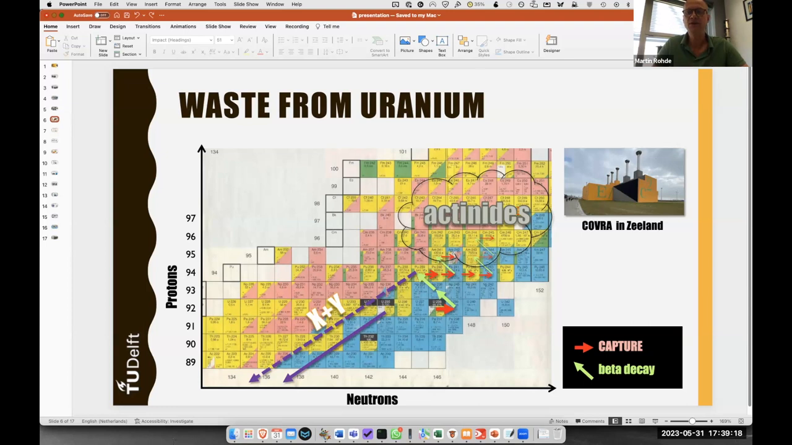And via beta decay, you arrive at the large elements here at the upper right corner, and you create long-living elements. And this is why nuclear waste from the current power plants run by uranium stays radiotoxic for a long time.